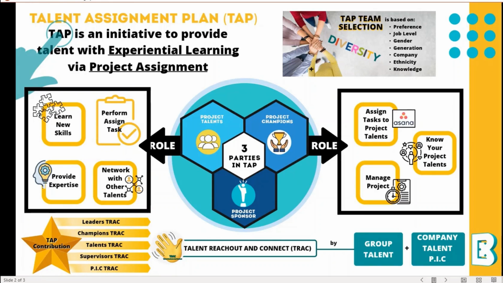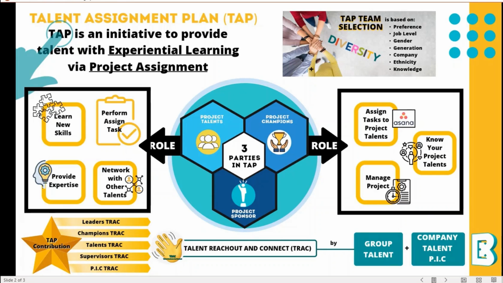And then once everybody understand, then as project champion, you are expected to start assigning tasks to the project talents, because there are many tasks and milestones that we need to achieve and we cannot do it alone. This is where we need to get help from our project talent. In monitoring those tasks and the milestones, we use an app called Asana. As project champions also, obviously, we are expected to manage the project.